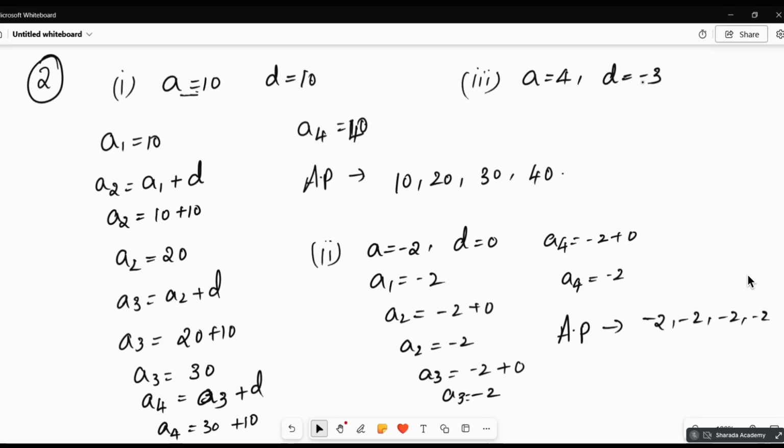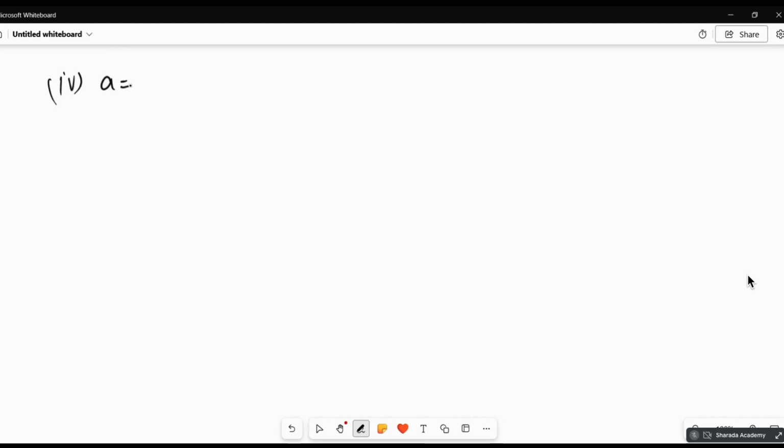Tamin, what is the answer? The AP? Ma'am, I got 4, 1, minus 2 and minus 5. 4, 1, minus 2, minus 5. Correct. Okay. Thank you. Gavin, do the fourth one. Then, okay, wait, guys. This is written, everyone. A is equal to minus 1, D is equal to 1 by 2.